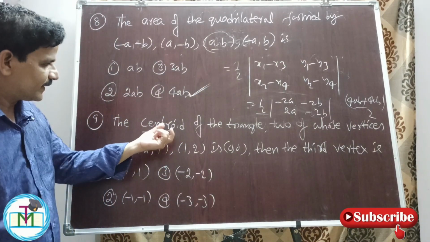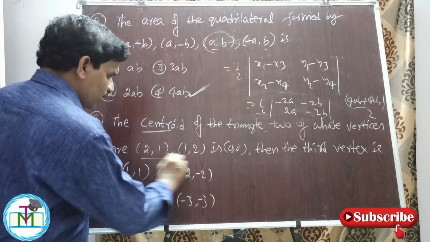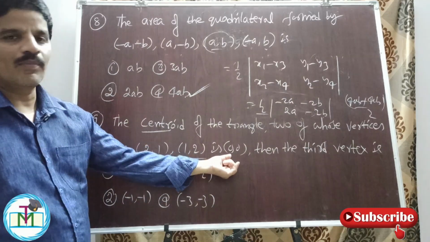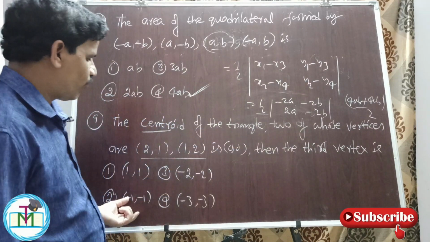Question number 9. The centroid of the triangle whose two vertices are (2, 1) and (2, ...) is (0, 2). Two vertices are given and the centroid is also given. What is the third vertex? We have 4 points.